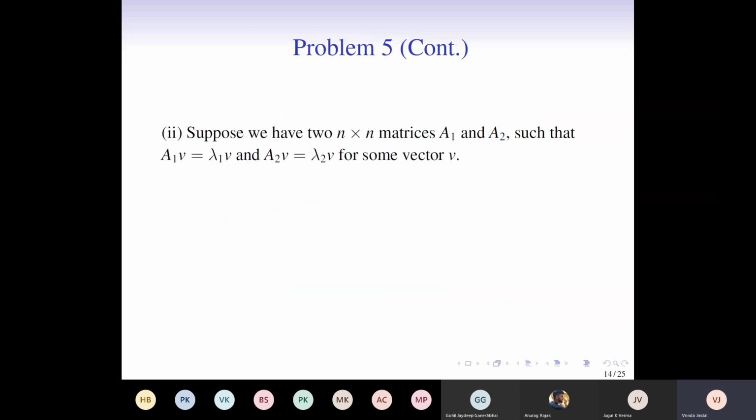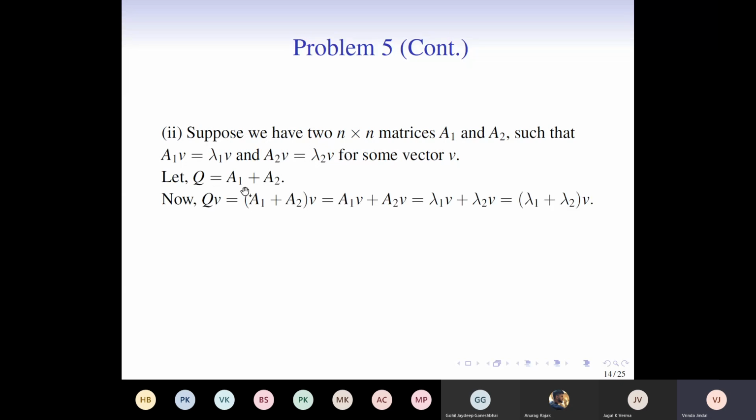The second thing that we prove is that if we have two matrices A1 and A2 which have the same eigenvector v, though the corresponding eigenvalues lambda 1 and lambda 2 could be different, and we define another matrix Q which is A1 plus A2, then v will also be an eigenvector of Q, and the corresponding eigenvalue will be lambda 1 plus lambda 2. So it's just simple math. Q of v is A1 plus A2 times v, which is equal to lambda 1 plus lambda 2 times v.